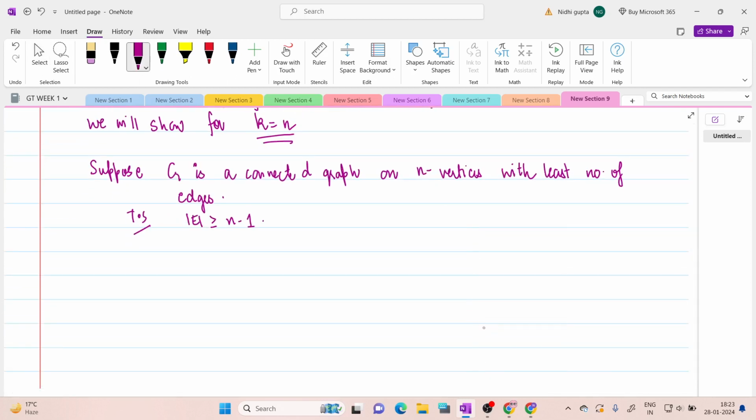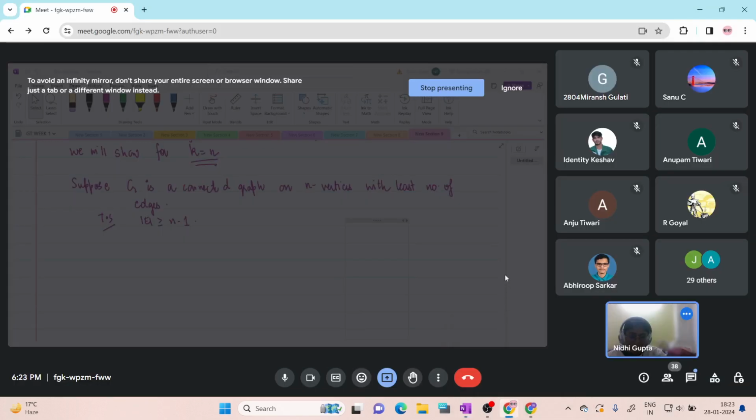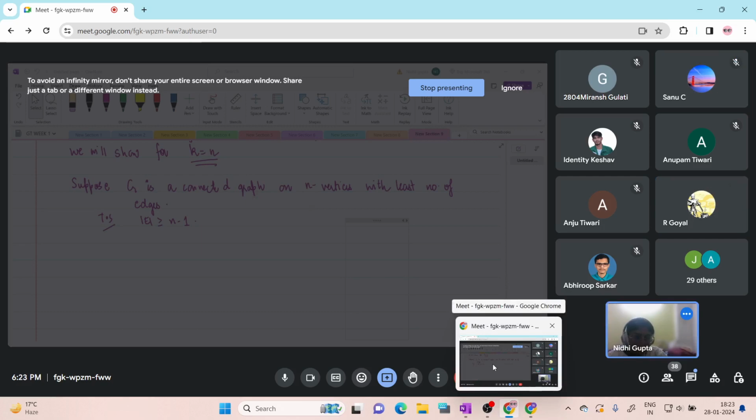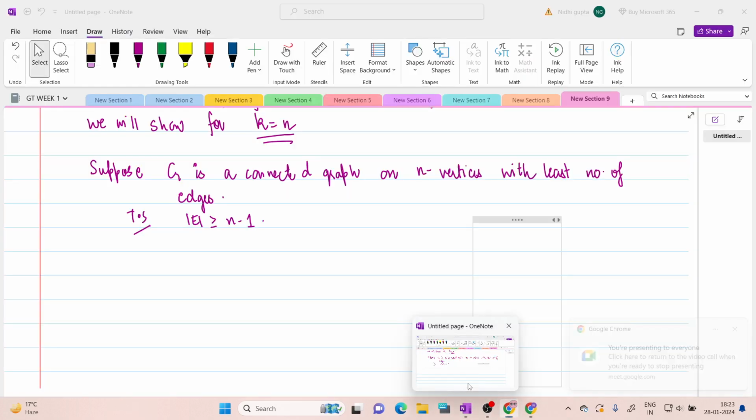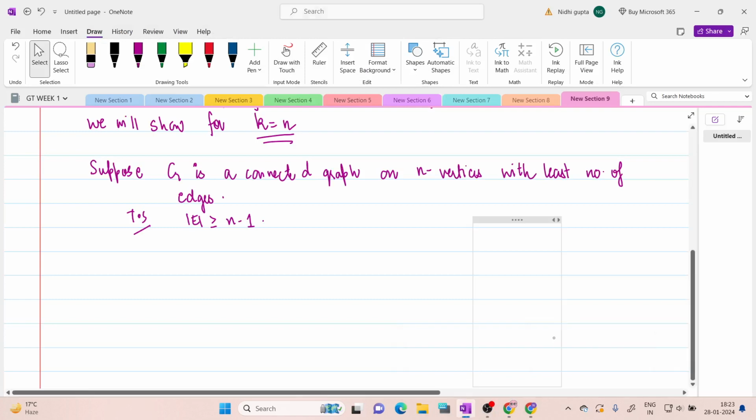Now, if G is a connected graph on n vertices with the least number of edges, what does that mean? What is the advantage of picking such a graph? What happens if we remove one edge? Will that graph remain connected or not? It will become disconnected. Yes, since this is the lower bound, if we remove one more edge, then the graph will become disconnected.